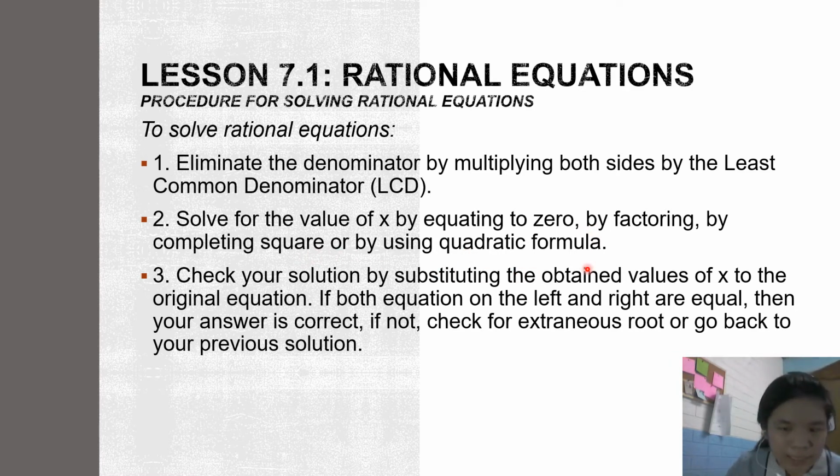So what is the quadratic formula? That is negative b plus minus or positive negative square root of b squared minus 4ac all over 2a. So that's the quadratic formula. And lastly, you check your solution. So let's have an activity or an example on how to solve rational equation para maintindihan natin or ma-memorize natin yung steps.